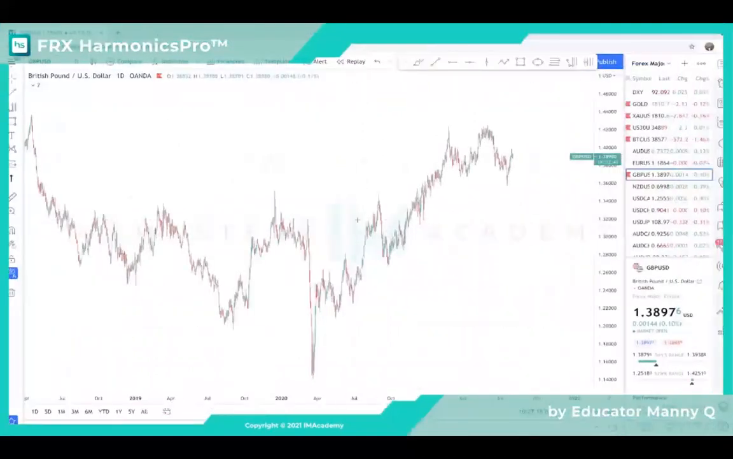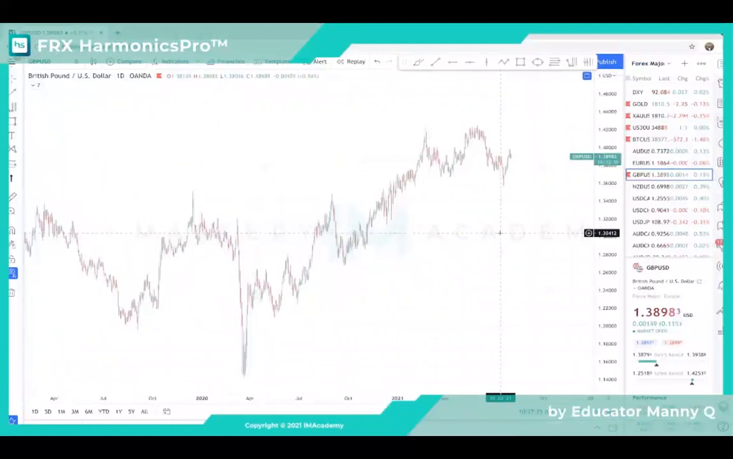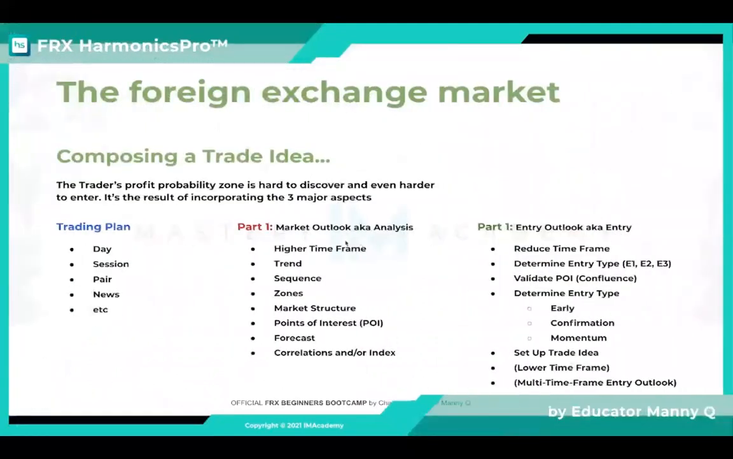And if the market's not clear on the daily, you go to the weekly. If it's not clear on the weekly, you go to the monthly and you keep diving down. Now here for GU, we're just going to start off on the daily. It's a good place to start.